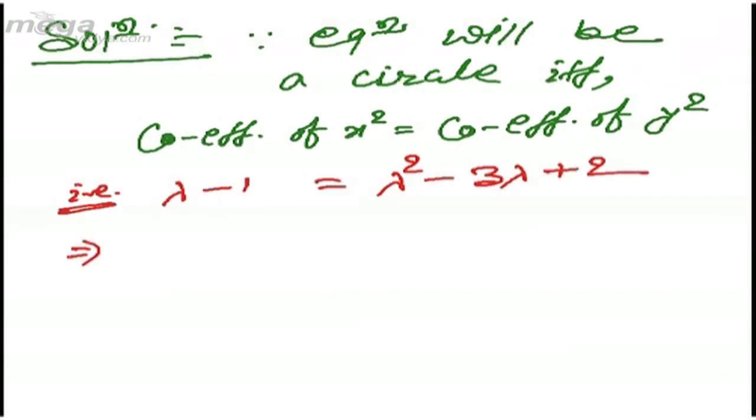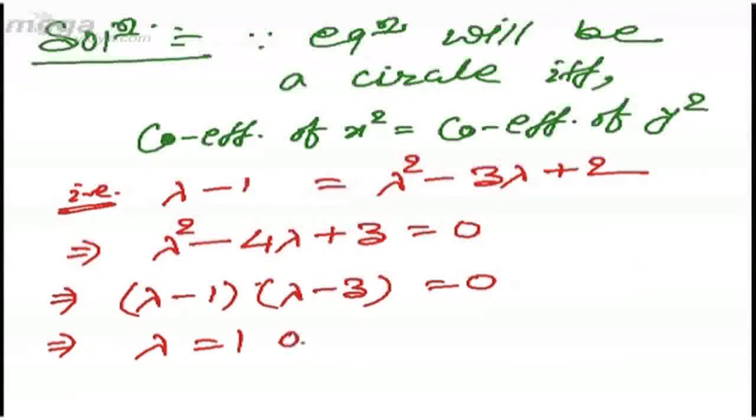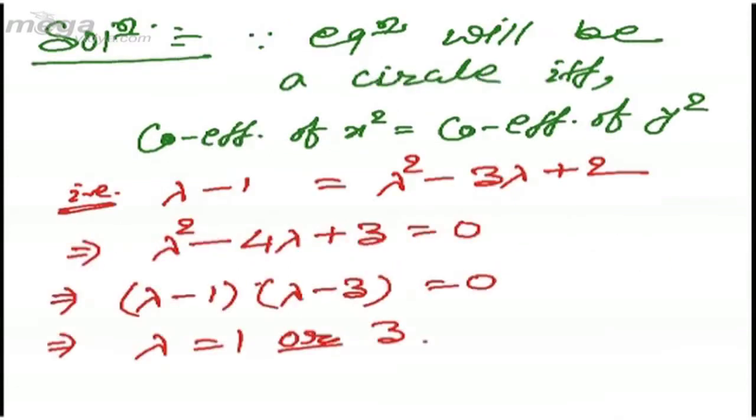So now we will solve it. We will transfer lambda and minus 1 to the right side, so it becomes lambda square minus 4 lambda plus 3 is equal to 0. Now we will factorize. It becomes lambda minus 1 into lambda minus 3 is equal to 0. So we'll get here lambda equal to 1 or lambda equal to 3. Now student, these values lambda equal to 1 and 3 we will substitute in the given equation. Suppose I am taking here lambda equal to 1.